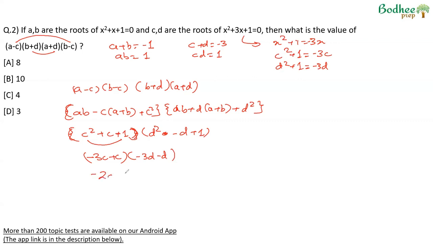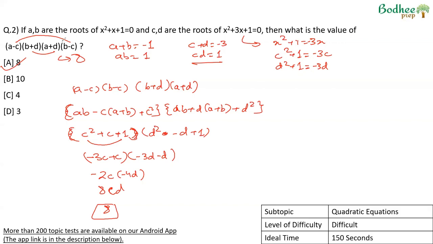So this becomes minus 2c into minus 4d. 4 2s are 8 into cd. C into d is 1, and therefore 8 into 1 becomes 8. So the final value that we get for this expression is 8, which becomes the answer, option A.